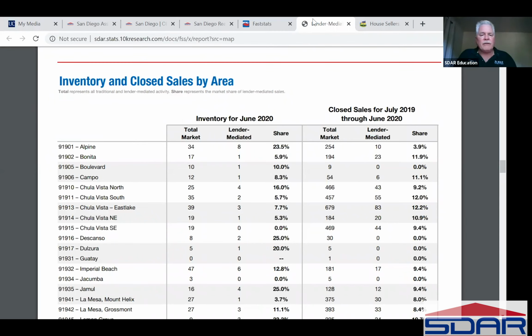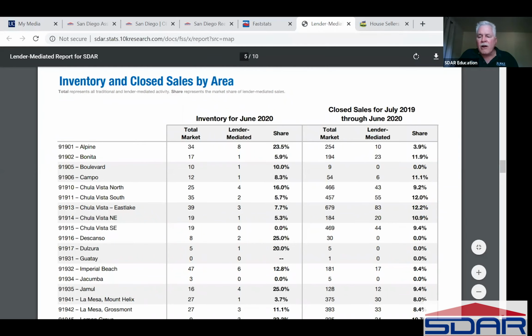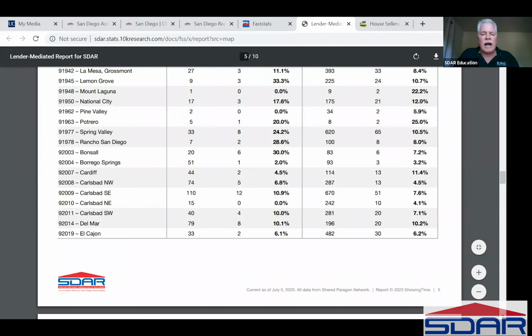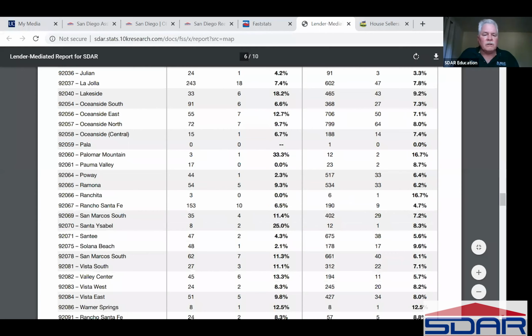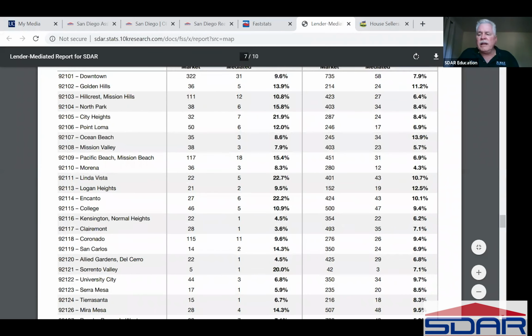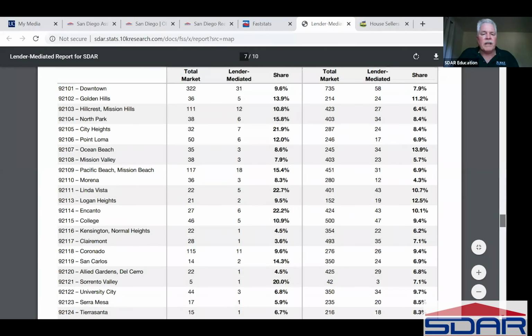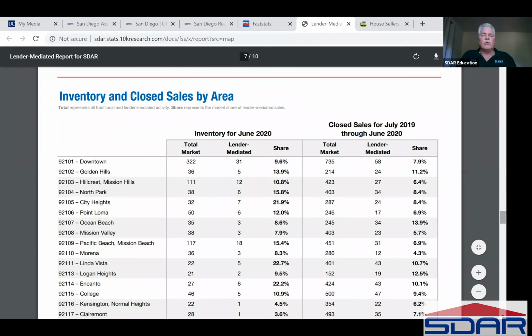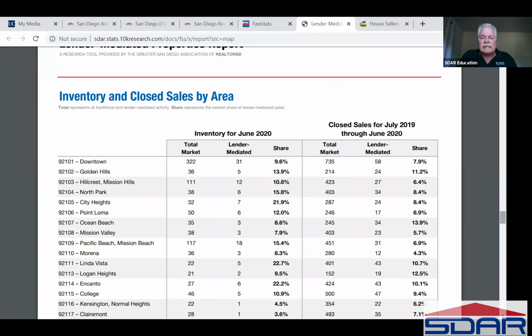So back to my graph here, inventory and closed sales by area. As I'm running out of time, I can dial it in. Pick a zip code, folks. One of these is going to be yours, right? I'm assuming you're living here in San Diego. Here's my lender mediated report. Again, the inventory and closed sales by areas.